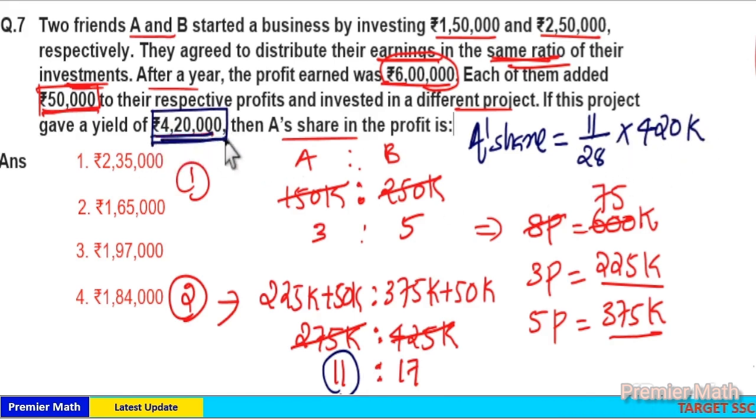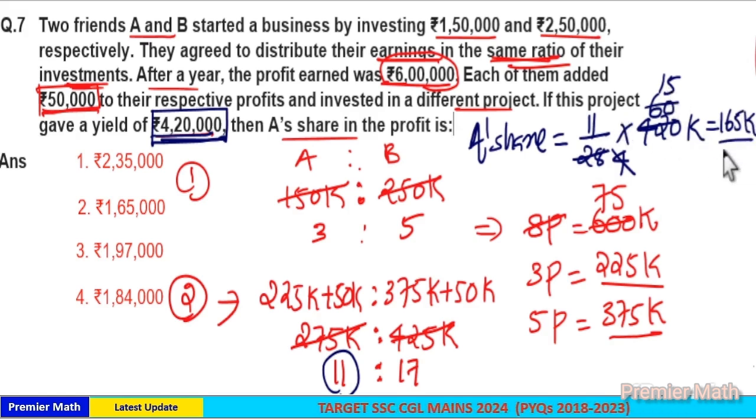For the second project, earnings is equal to 420,000. Now 7 goes 4 times in 28, 6 times in 42. So 60 times in 420. 4 goes 15 times in 60. So 11 into 15k is equal to 165. 11 into 15 is 165. So 165,000 rupees. Option 2 is your answer.